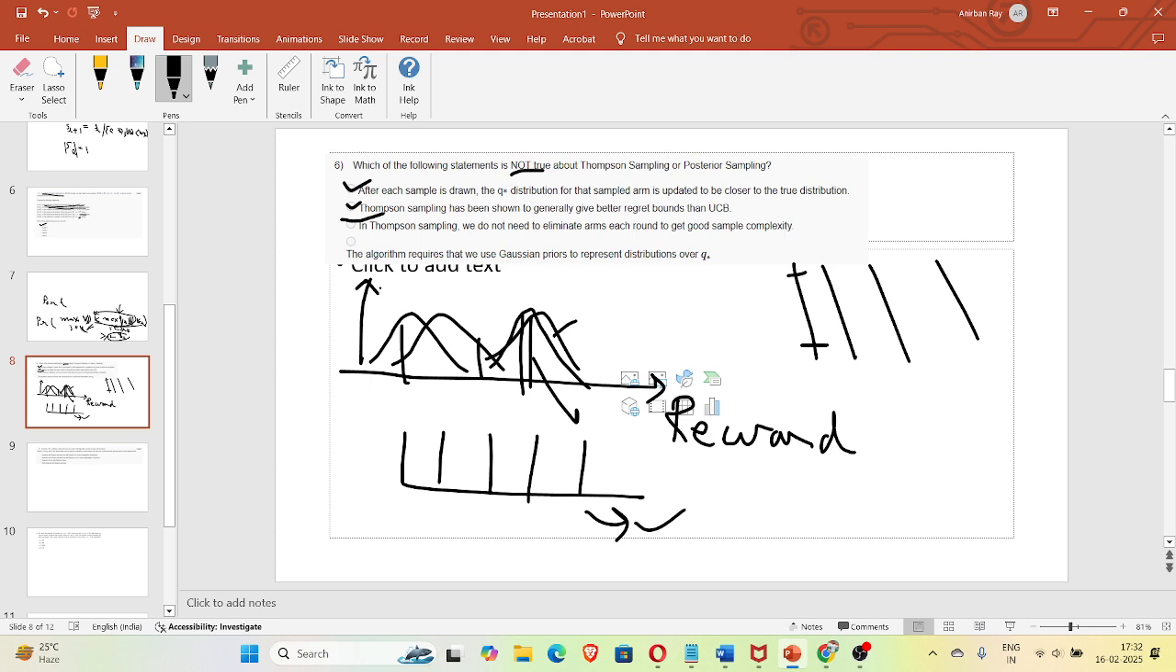The algorithm requires that we use Gaussian priors to represent distribution over Q star. The thing is that we can use any prior actually, and most commonly beta distributions are used as prior. Given the situation, you can take any prior, and according to the type of knowledge you have of the problem, you can choose any prior. So Gaussian is not required. So this is the answer. So this makes this one the answer. Any doubt?